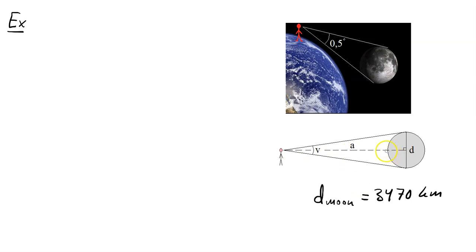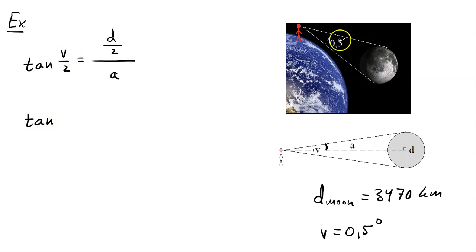So we have the distance here A, and then we have D here, that's the diameter of the Moon. And then we want to determine A. We know here that V is half a degree. Then we can use trigonometry. So we have that tangent of half of this angle. So this part here, half of V, that is this part, the radius, so that's the diameter divided by 2, divided by the distance A. V is 0.5, so half of that is 0.25 degrees. Then we can solve for A.